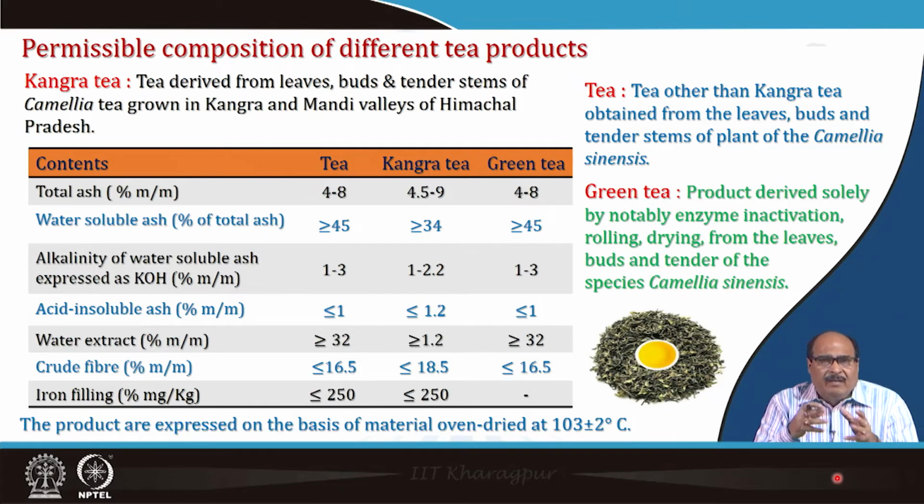So, the content of various standards, like total ash as a percentage by mass in the tea: general tea should be in the range of 4 to 8%. In the Kangra tea, it is recommended 4.5 to 9%, and in the green tea, it is 4 to 8%. Then water soluble ash, acid insoluble ash, or even crude fiber, iron filings, etc. These are the prescribed standards that are set, and some of these values are given here in this table.